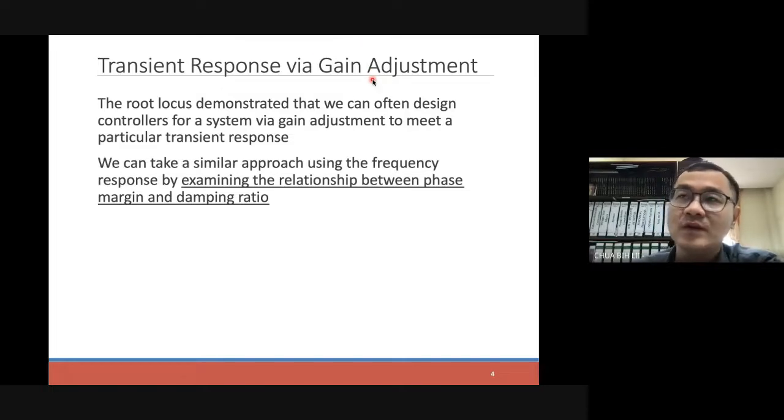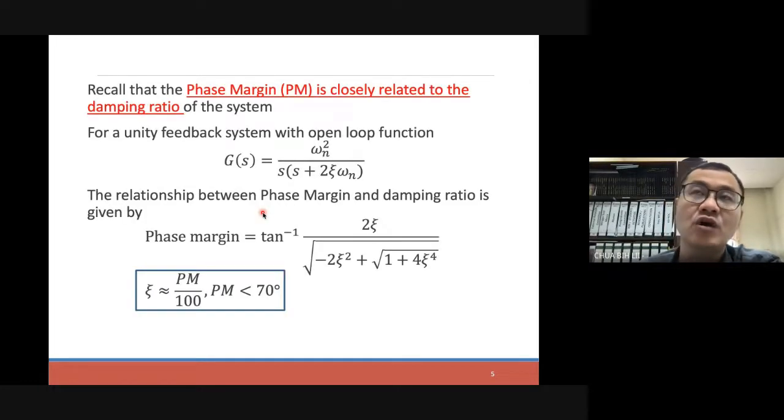As you know, when you increase the K value, the P, then the response will become faster, right? So that is how you can adjust it. Same thing now, we try to use a similar approach. Find out what is the relationship between the phase margin and the damping ratio for this so-called frequency response technique. Here is the relationship.